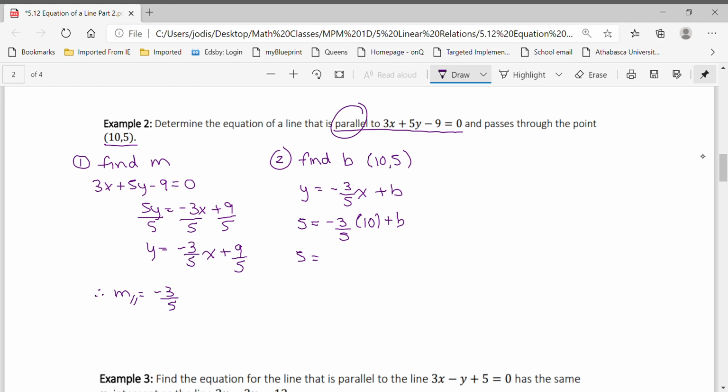So let's simplify this. 5 goes into 10 2 times, so negative 3 times 2 is negative 6. Move that 6 over, it becomes a positive, so our y-intercept is 11. So now we just need to write our equation. So y equals negative 3 over 5x plus 11.